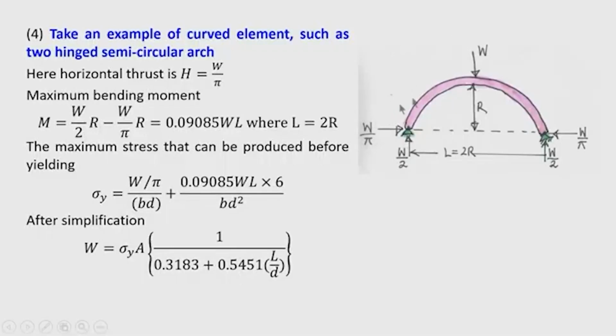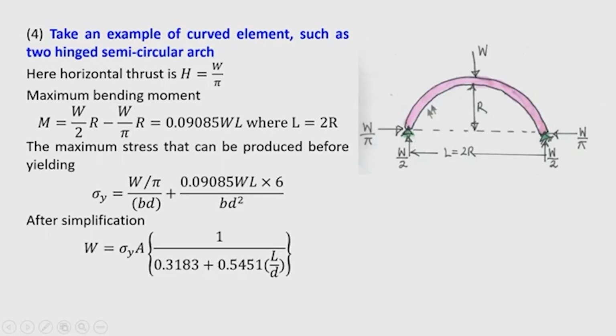So, that we will see later. Therefore, arch action, let us see what happens. Now, it is a semicircular arch subjected to a concentrated load at the crown, and it is hinged at both ends. So, therefore, the vertical reaction at each support will be W by 2, and it is a semicircular arch. So, span is 2R, where R is the radius of the arch.